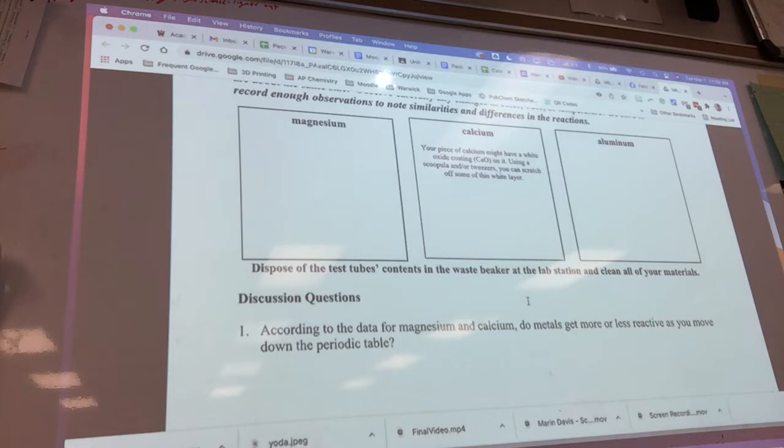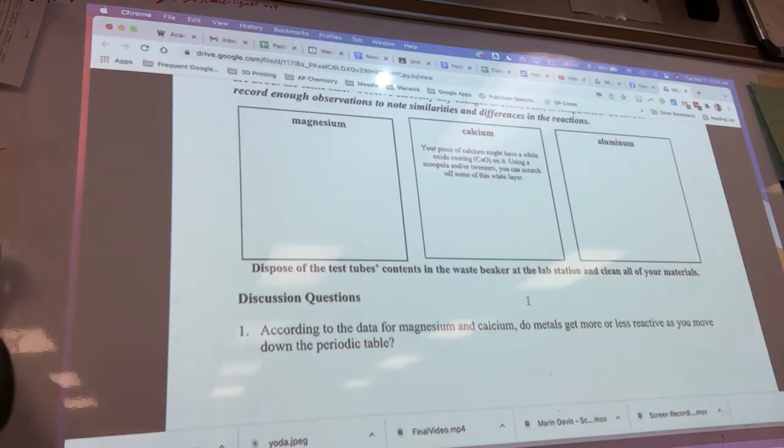Okay, so group 1. You said it gets more reactive as you go down. What made you say calcium was more reactive than magnesium? It had kind of like a white stuff come out the top of it. Yeah, that chalky white stuff. And what was causing it to come out of the test tube? Were you tipping it? No, it got really hot. Right, it got really hot.